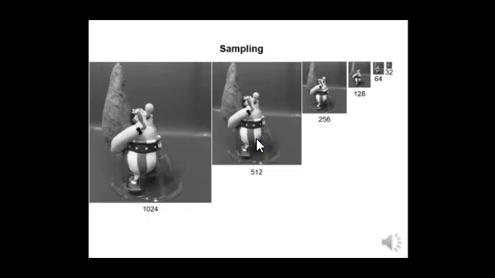Observe this image, where we have done sampling. With 1024 samples, we get a more visible image. If we reduce the number of samples to 512, the image clarity is reduced. It is reduced further, and is least, for a sampling array of 32. So the more samples, the clearer the image we get.